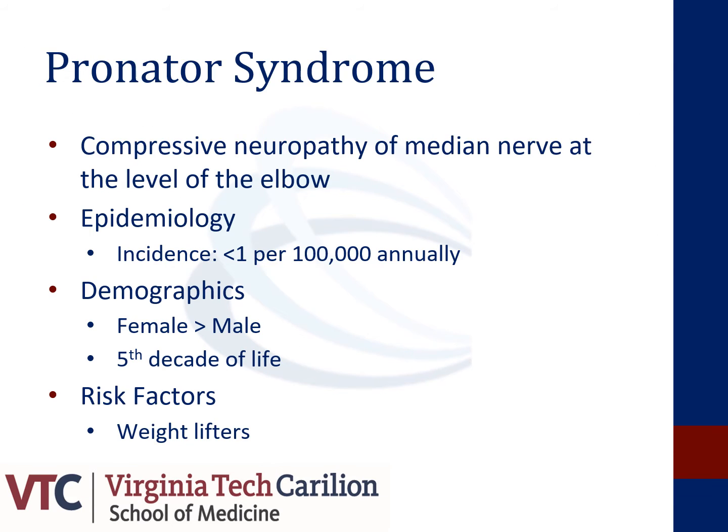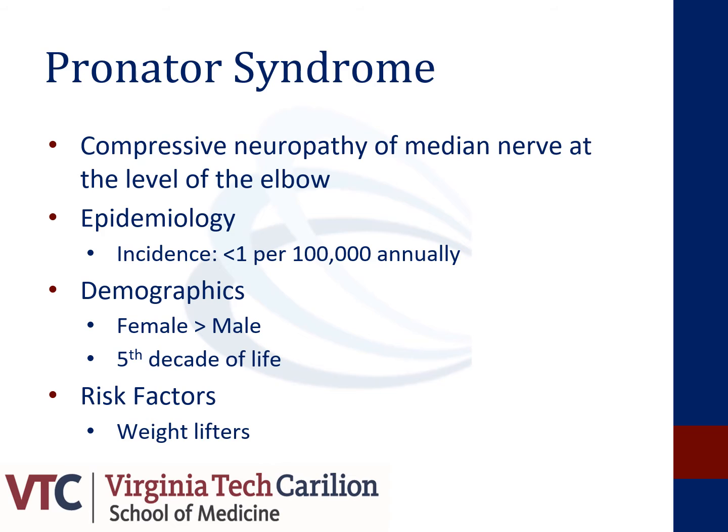So to begin, we will discuss pronator syndrome, which is a compressive neuropathy of the median nerve at the level of the elbow. It most commonly refers to compression of the median nerve as it passes between the two heads of the pronator muscle or under the edge of the proximal FDS arch. It occurs in less than 1 per 100,000 persons annually. It is more common in females in their 5th decade of life, and a risk factor for this is weightlifting due to the bulk of musculature associated with the flexor pronator mass.